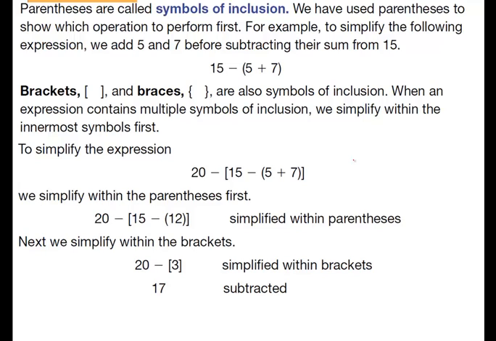So parentheses, remember our order of operations. Please excuse my dear Aunt Sally. The very first step is parentheses. So parentheses are called symbols of inclusion. And we've used parentheses to show which operations to perform first. For example, if we were to simplify this expression, 15 minus (5 plus 7), the brackets and also braces are symbols of inclusion. So in this case, we would simplify the ones there first. So we would have 15 minus 15. That's what we'd do for that one.